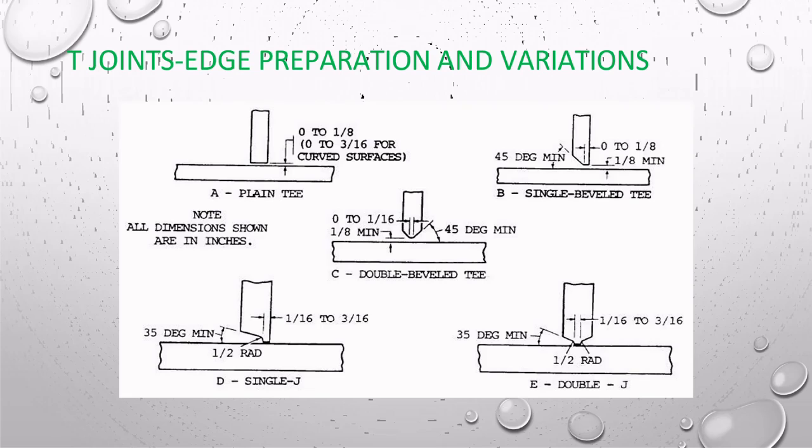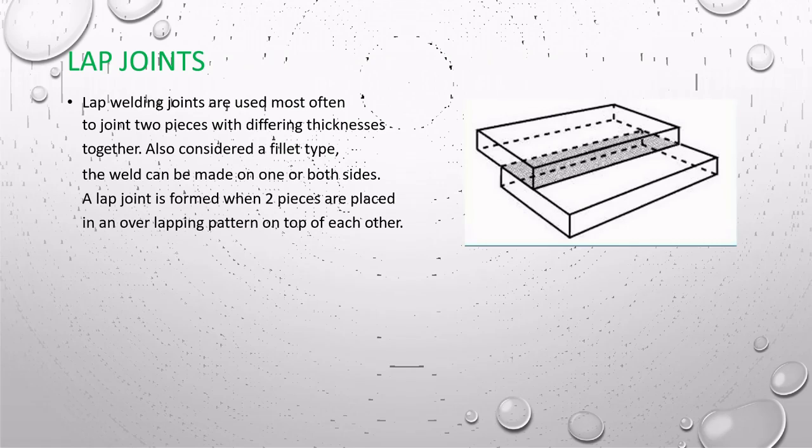Okay, next is lap joints. Lap welding joints are used most often to join two pieces with differing thicknesses together. Also, consider a fillet type. The weld can be made on one or both sides. A lap joint is formed when two pieces are placed in an overlapping pattern on top of each other. So, here are lap joint variation.